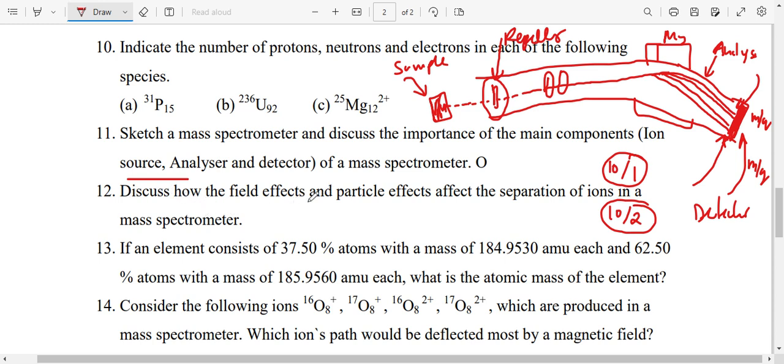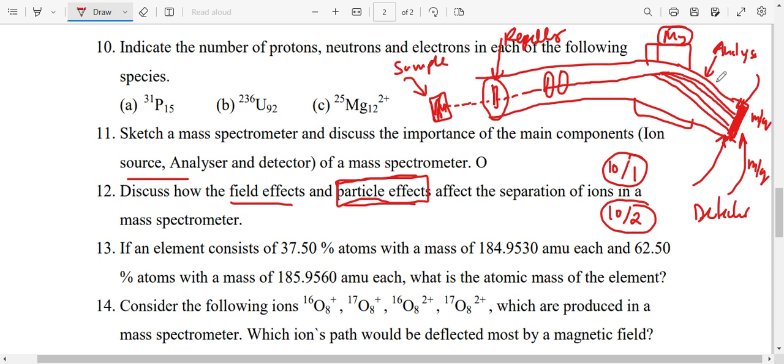Question 12: Discuss how the field effects and particle effects affect the separation of ions in a mass spectrometer. What is going to happen when the magnetic field is weaker or stronger? Expect that when the magnetic field is weaker, the ions will not separate as much, and when the magnetic field is much stronger, you expect them to separate all the more. When you're talking about the particles themselves, if you have particles which are of the same mass, it will be very difficult for you to separate them.